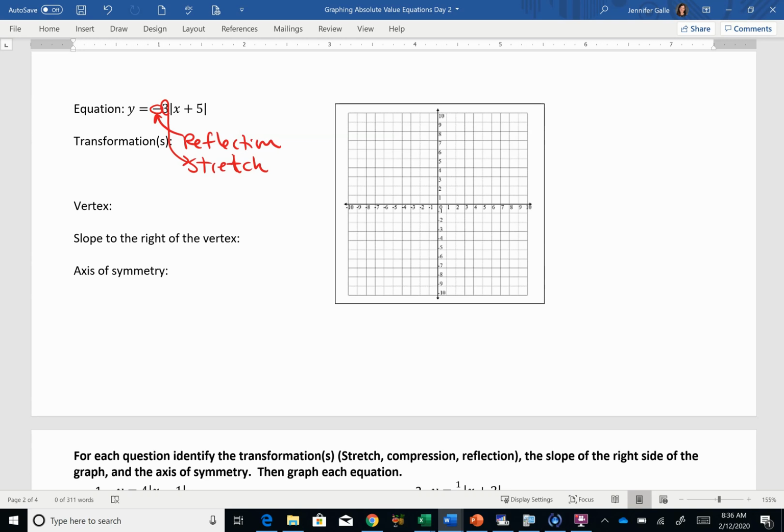So be careful when there's a negative in front of the absolute value bars. The negative causes a reflection. Then I need to look at just the number piece by itself to see if it's going to stretch or compress.